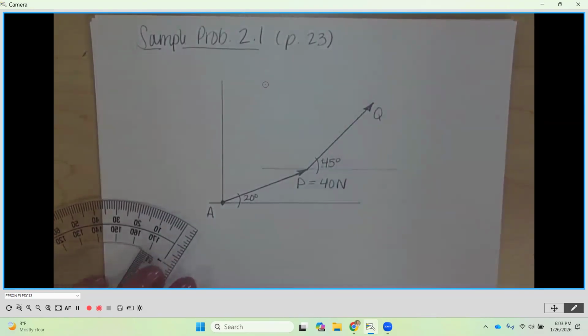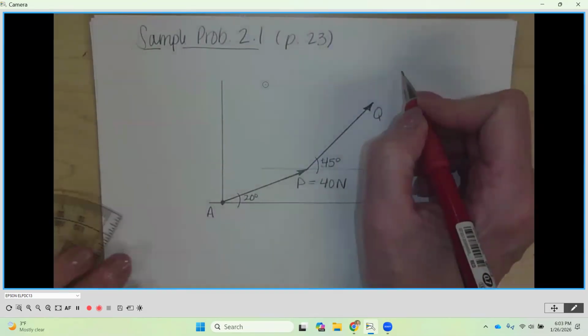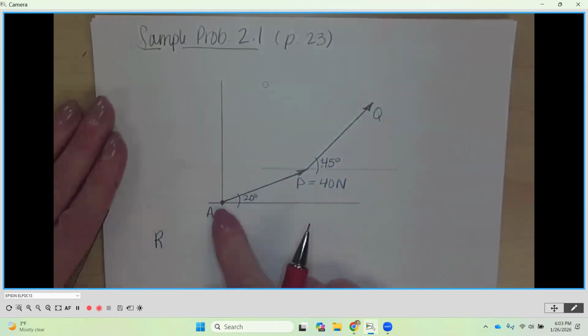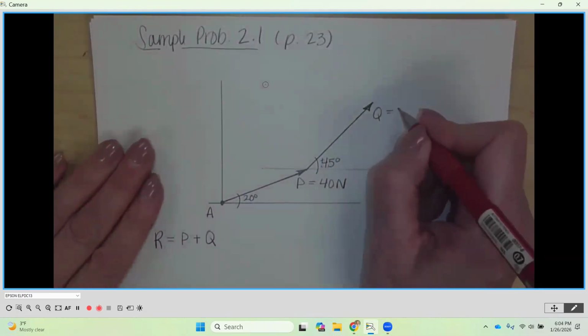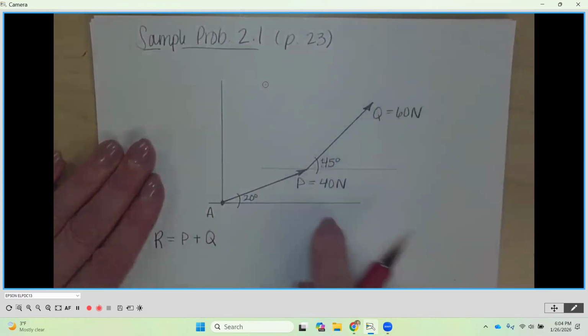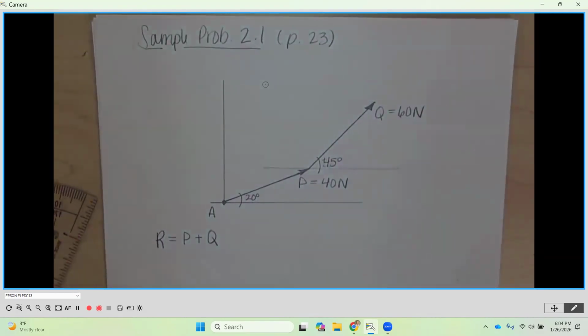All right, so my equation for my resultant, because I'm going to get my resultant here in a little bit. My resultant is going to be equal to P plus Q. Okay, that's the equation. Now, something we have to add here. We are not algebraically adding these together because Q is 60 newtons and P is 40 newtons, and the resultant will not be 100 newtons, will it? No. We are adding vector quantities, so they have magnitude and direction.